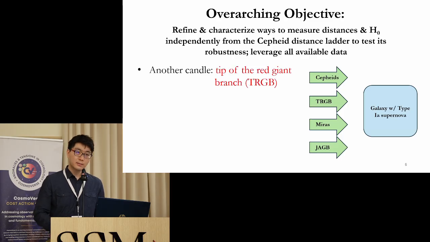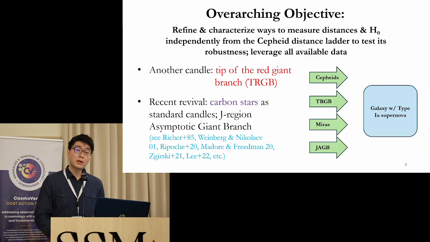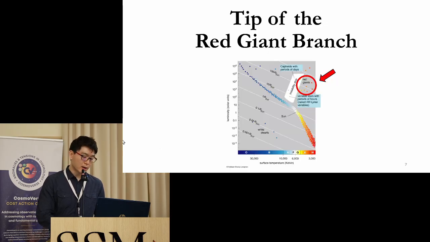And so there are a couple standard candles, as Abby had mentioned in her talk, that can be used to do these cross-checks. One is the tip of the red giant branch, TRGB, and there has been a recent revival of another candle called J region asymptotic giant branch, or JAGB, that's based on carbon stars, and Abby gave an introduction to that already. I'll be talking about these two standard candles later on.